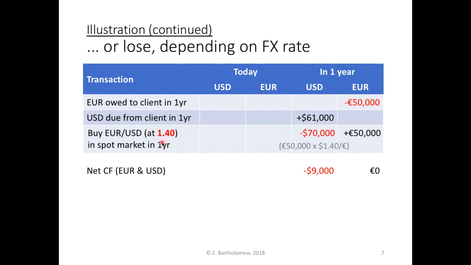Let's say the euro dollar is 1.4 in a year. And so they're going to go in the market and they're going to pay $1.4 per euro, or a total of $70,000 in order to get the 50,000 euros they need to deliver to their client. And that's going to leave them with a loss of $9,000.